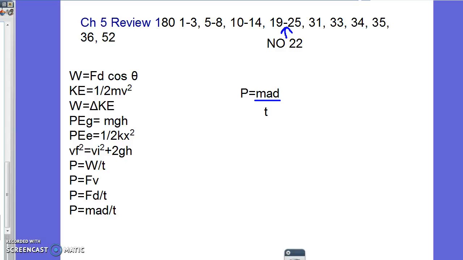Number 36, the crazy Niagara Falls question. Well, in this problem, they want to know power, and they tell us that we have 1.2 times 10 to the 6 kilograms per second of water, and it falls 50 meters. How much power is generated by the waterfall?